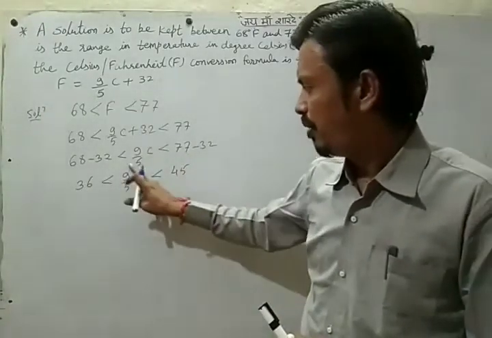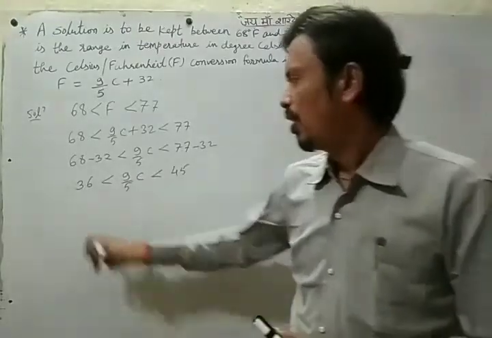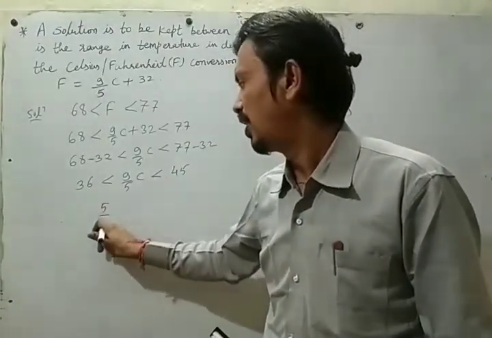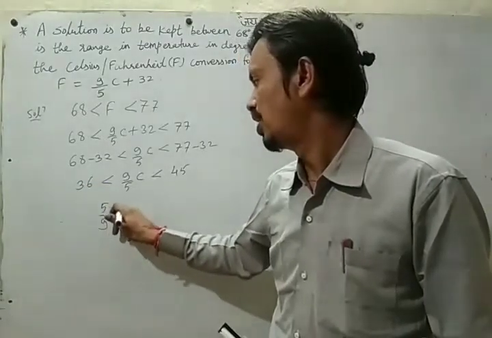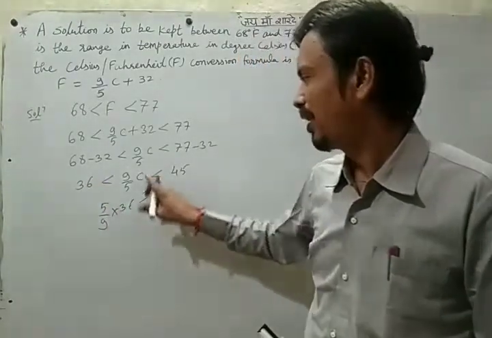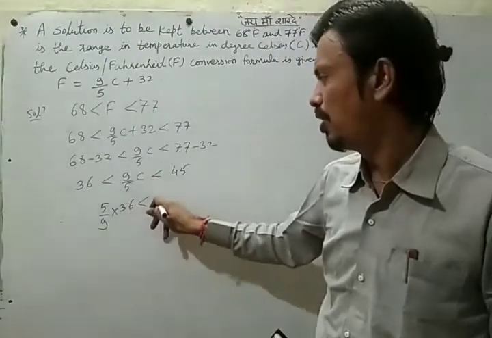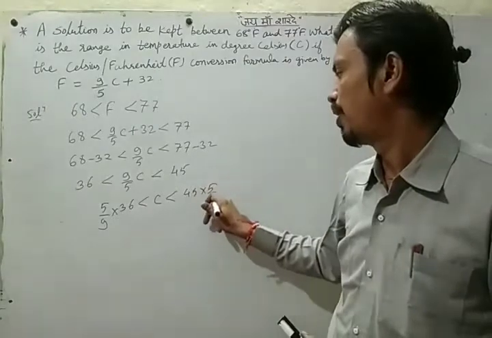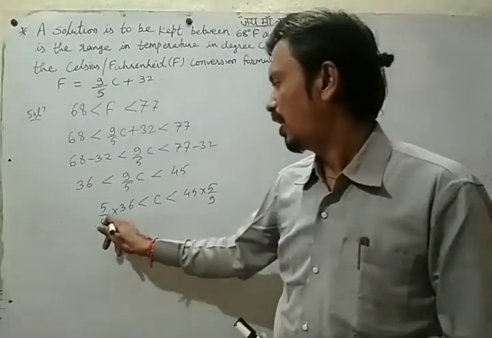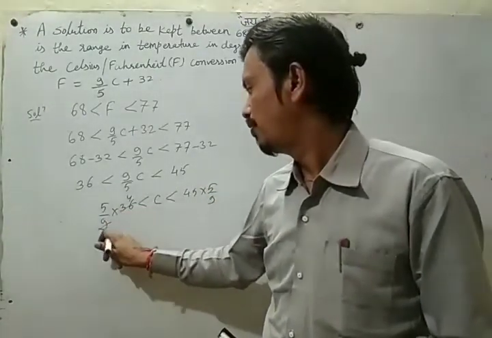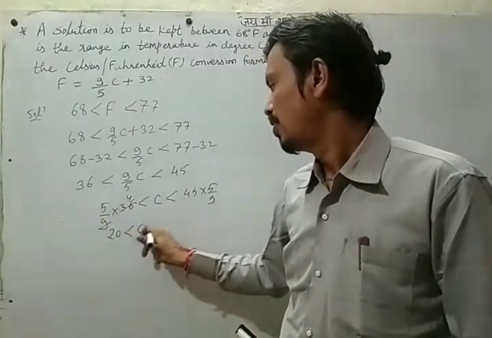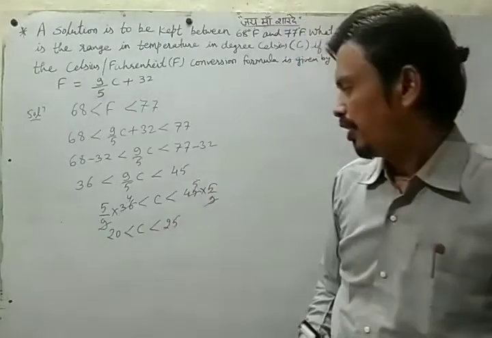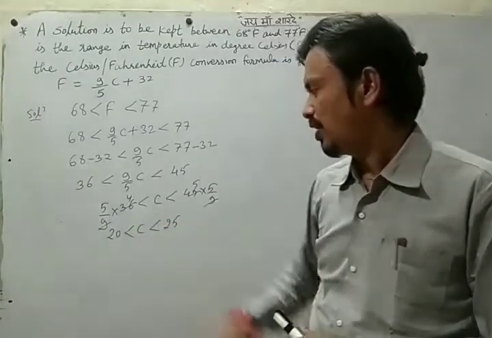Now we want to eliminate this 9/5 also. So multiplying all three parts by 5/9. So 5/9 into 36, and here 45 into 5/9. Multiplying by 5/9, the 9/5 will cancel out. Now 9 fours are 36, so 5 into 4 is 20, and 9 fives are 45, so 5 into 5 is 25. So C is more than 20, less than 25.